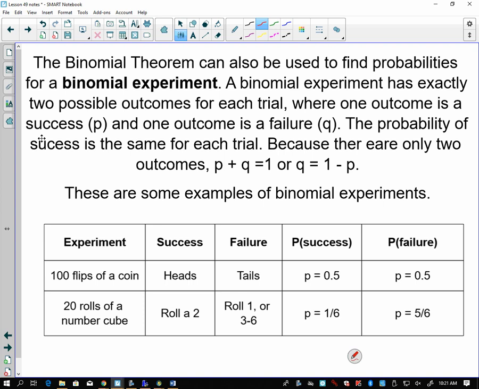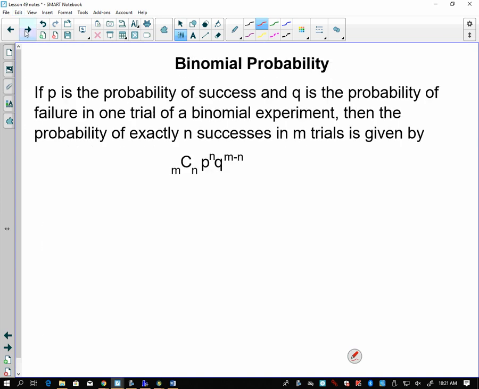Now, if we change that to rolling a number cube, right? A number cube has how many sides? 6 sides. But we say a success is rolling a 2. All right, well, what's the probability of rolling a 2? 1 in 6. What's the probability of rolling anything other than a 2? 5 and 6. So that's how we see 1/6 and 5/6 here. Okay? So those are different experiments that can be done.